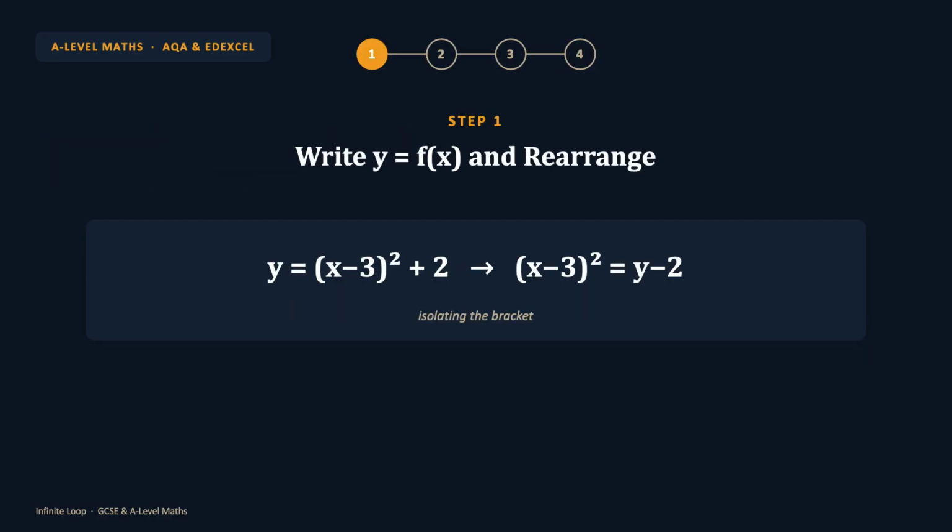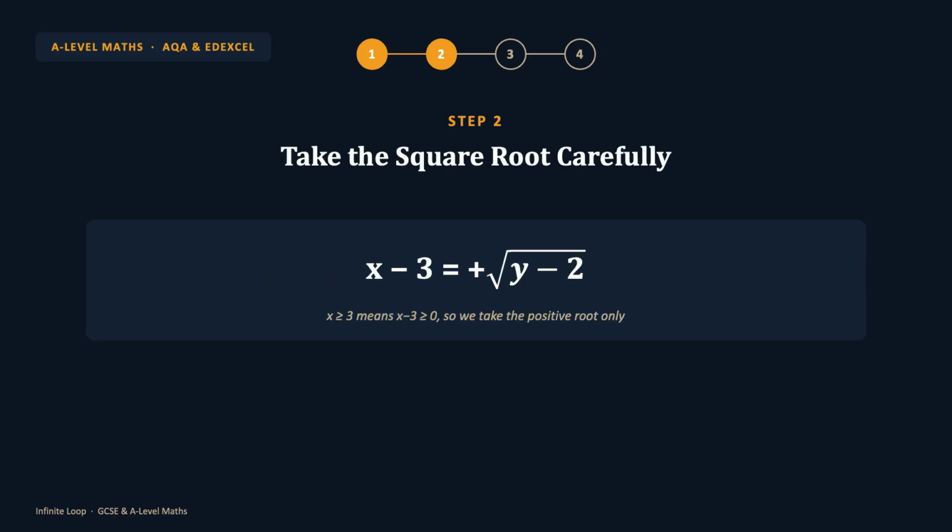First we write y = f(x) and rearrange to isolate the bracket. That gives us (x − 3)² = y − 2. Now we take the square root of both sides.